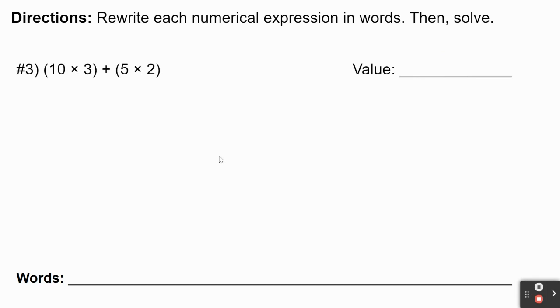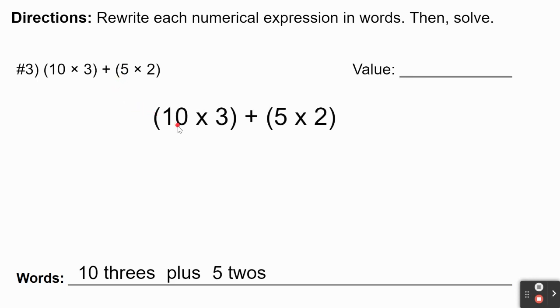Number 3, we are going to be multiplying 10 and 3, and we're going to be adding that answer to 5 and 2. So let's go ahead and rewrite this in words. We have 10 times 3, or 10 threes. We're going to be adding this, so we can use the word plus. And now we're going to be adding this to 5 times 2, which is the same as 5 twos.